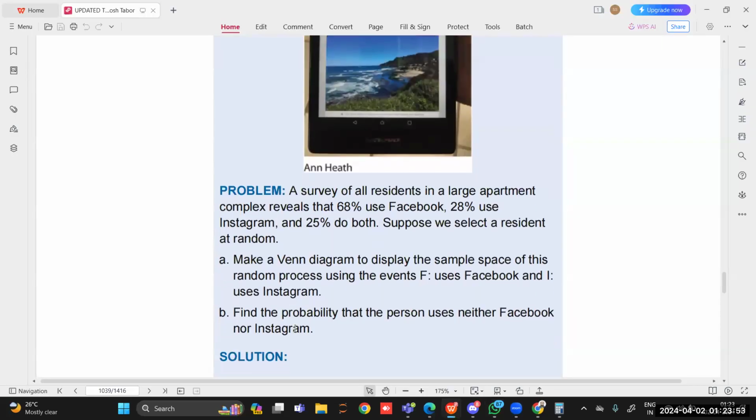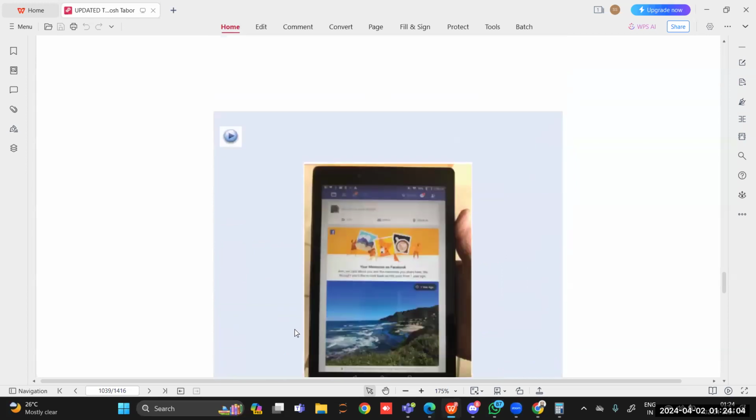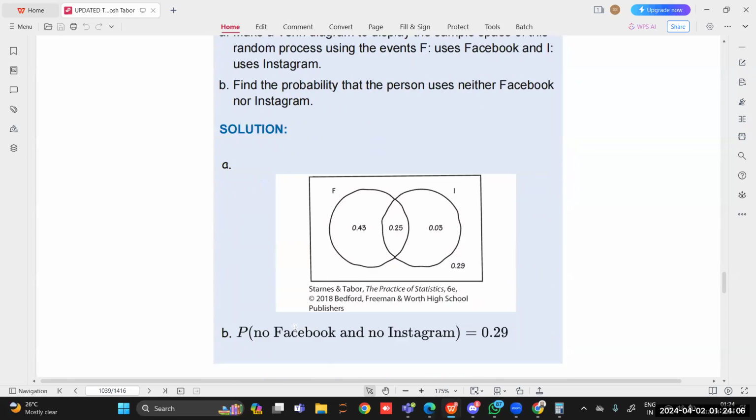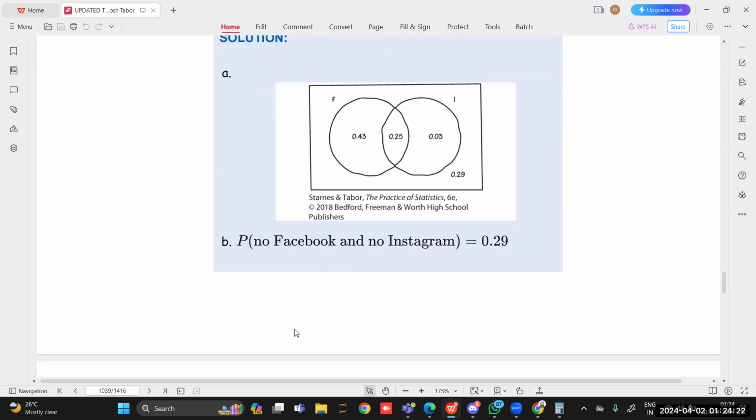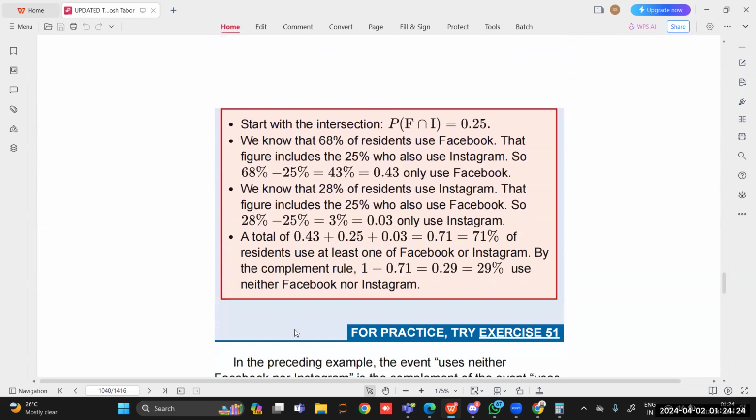Okay, so come on, give me the answer. Make a Venn diagram to display the sample space of this random process using event F, uses Facebook, and I, using Instagram. Find the probability the person uses either Facebook or Instagram. So 43% do both. No, see, 43% do the first one, then the both is 25%, and the none is 3%. Correct. And 29% is neither. Right. Correct.